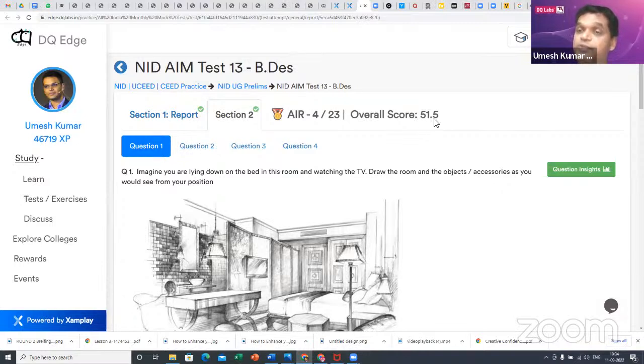It is 51.5. I don't know who has AIR 1. If that student is here, please let me know, and I can search for your particular work and review it as well.